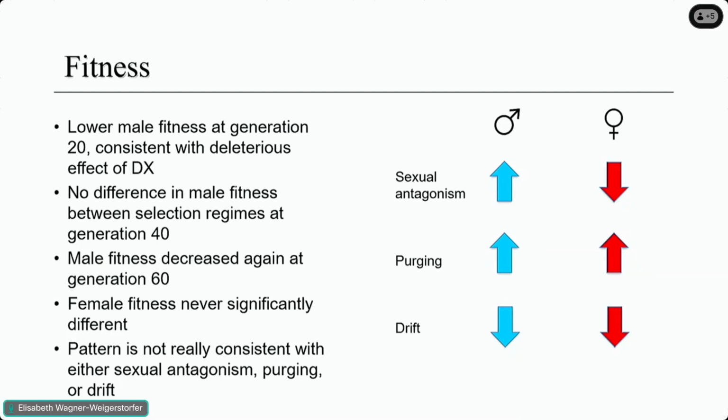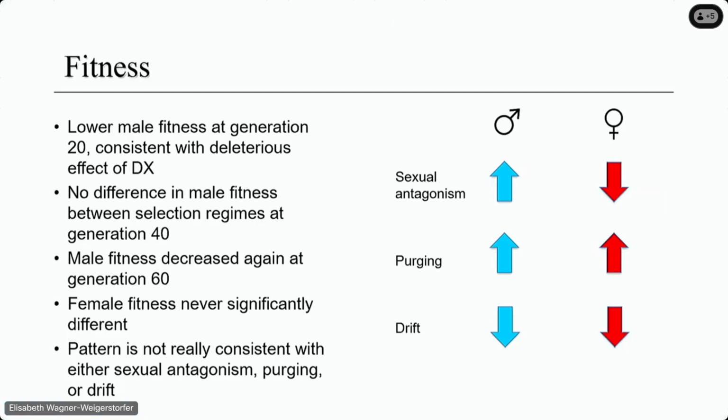And if it was just an effect of drift, that the males are doing badly because of drift, then you would expect the females to do worse as well, which they're clearly not. So even though we know, of course, that drift is going to be happening, that doesn't really seem like a super convincing explanation for this change in fitness that we see at generation 60.